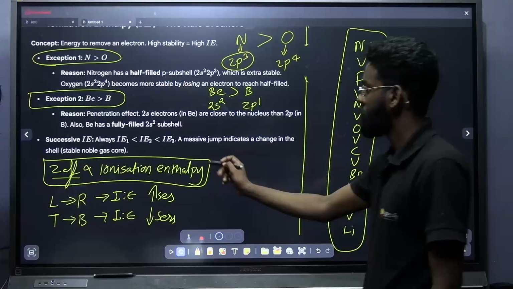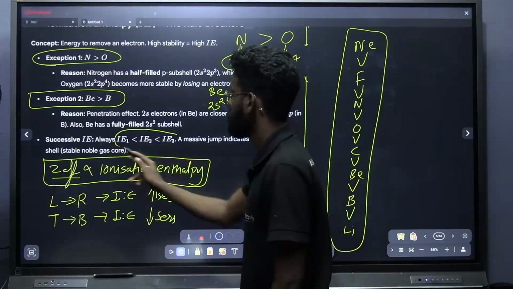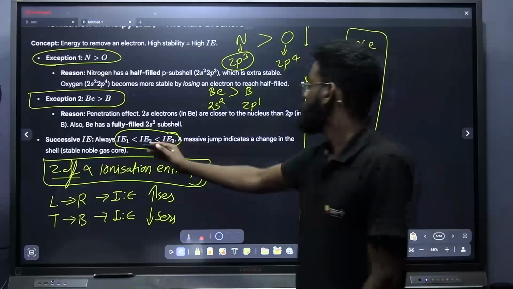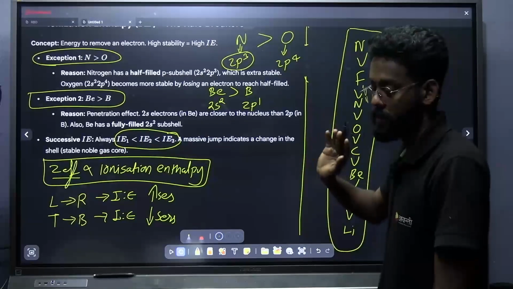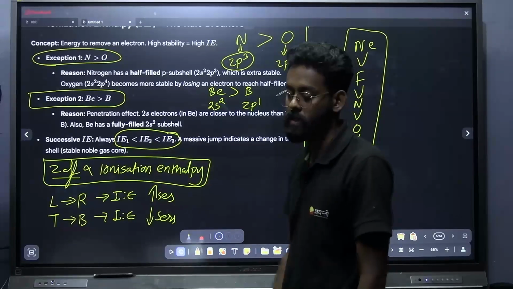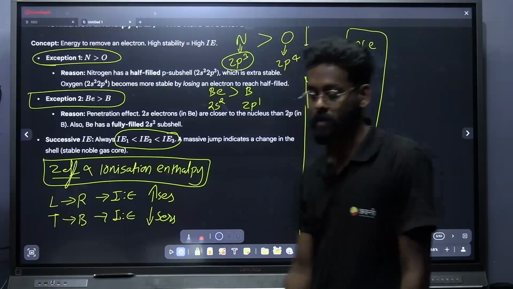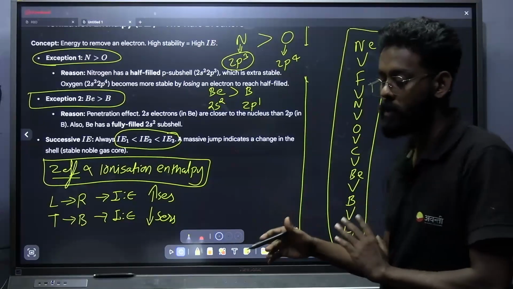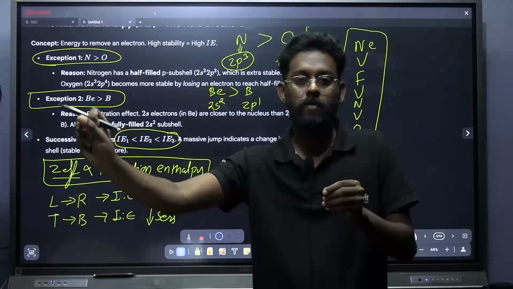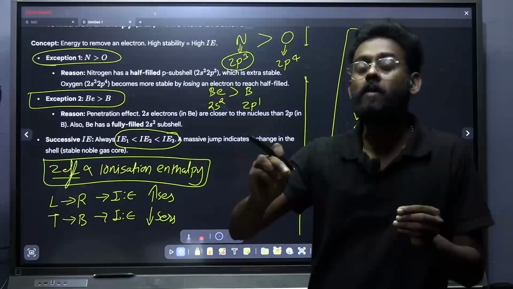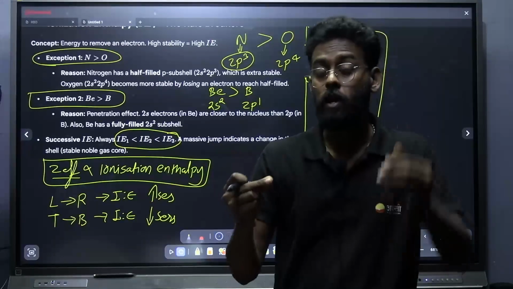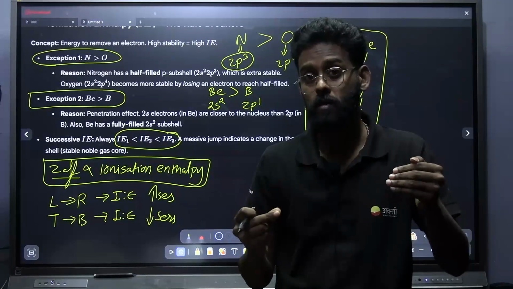Now one more thing I want everyone to take note of is successive ionization enthalpy. Successive ionization enthalpy will always be increasing. That is, the third ionization enthalpy will be higher than the second ionization enthalpy, which is higher than the first. Why it is happening is, after removing an electron, that is the first ionization enthalpy, removing one more electron will be very difficult because the nuclear charge remains constant.